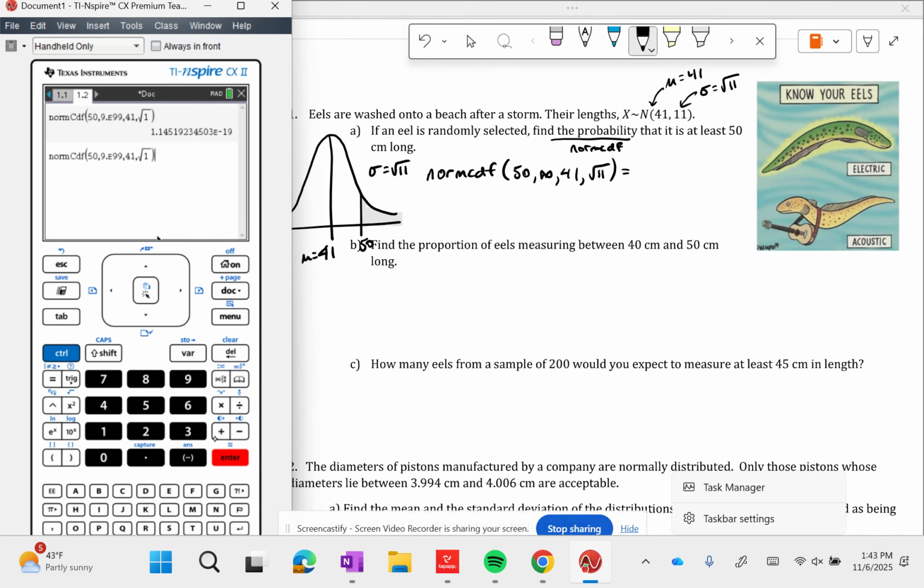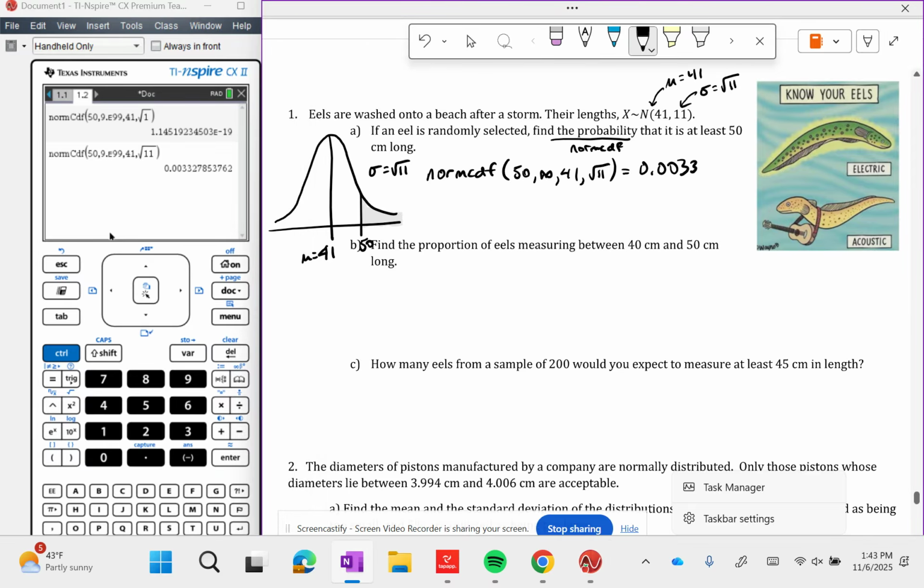Hold on, something went wrong. Oh, I put a decimal in there. Dang, I didn't mean to do that. Wait, is it square root of 11? Yeah, and you have the square root. Yes! Oh my gosh, 2 mistakes for the win. Okay, that's the answer. So, how did I know I was wrong? Because I got basically 0, fancy 0, and that's not what I was trying to get. So, I got 0.003327.